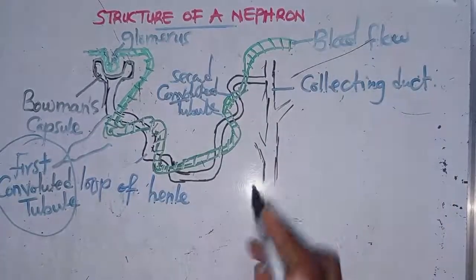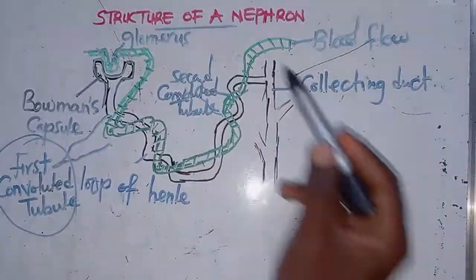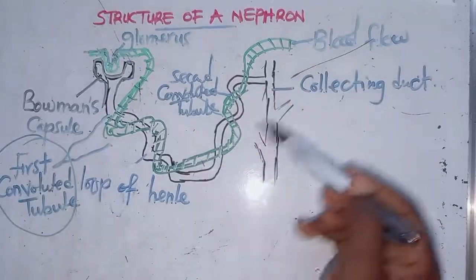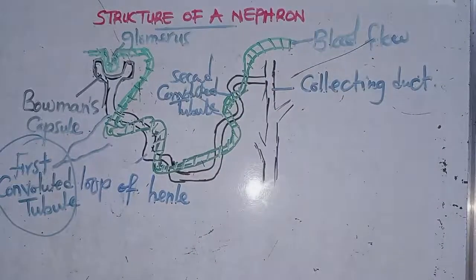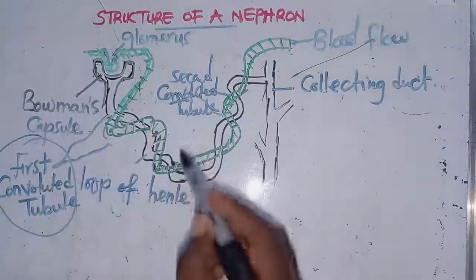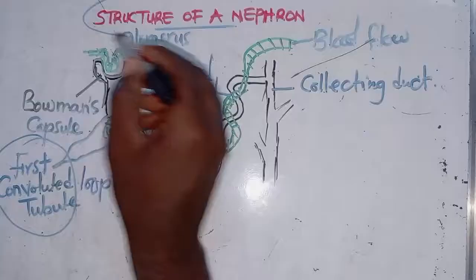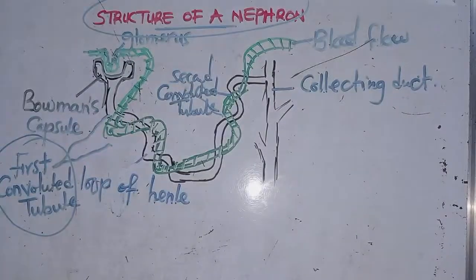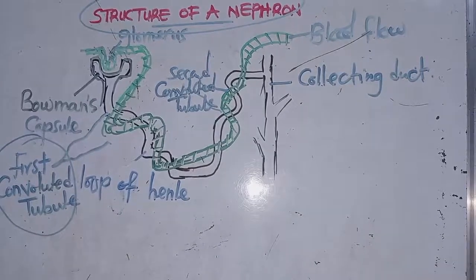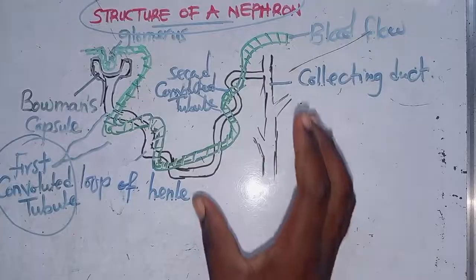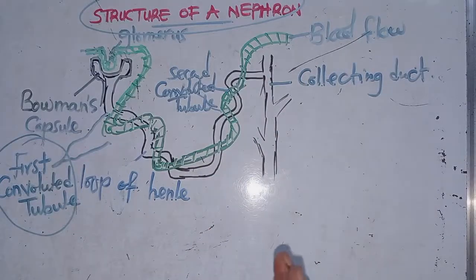This is how we label the structure of a nephron. I guess you've now understood, isn't it? It is just as simple as this. The diagram may look confusing, but it is so simple. Blood is flowing here. For urine to be formed, we need to understand the structure of a nephron. So I'm going to explain everything here, and I want your total attention.